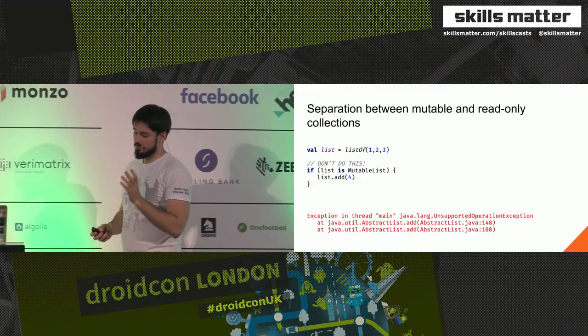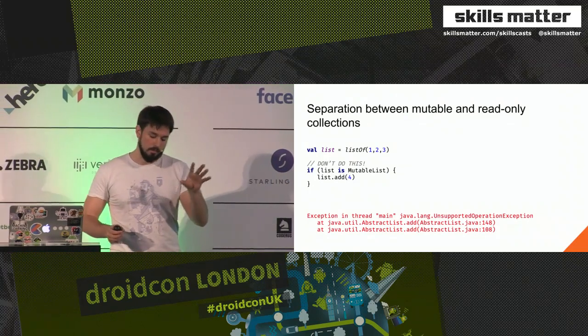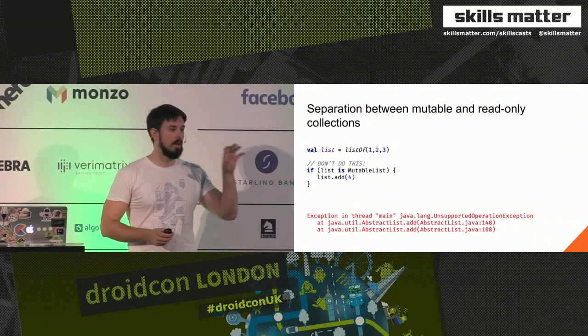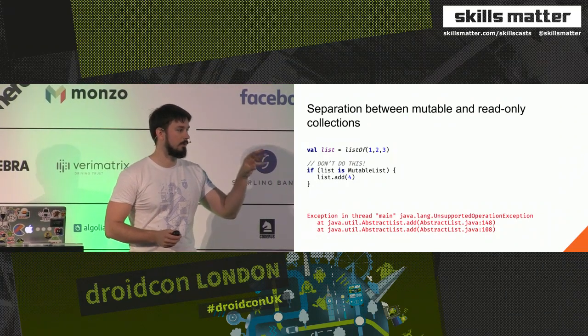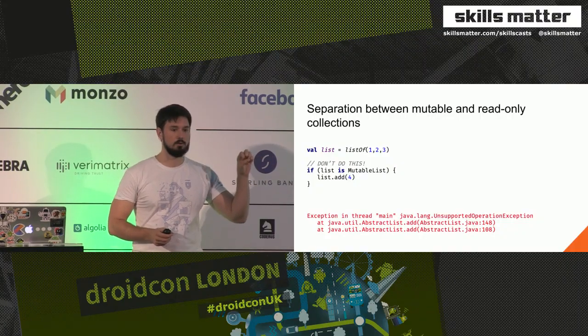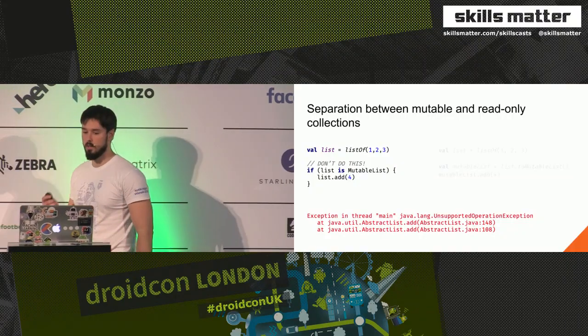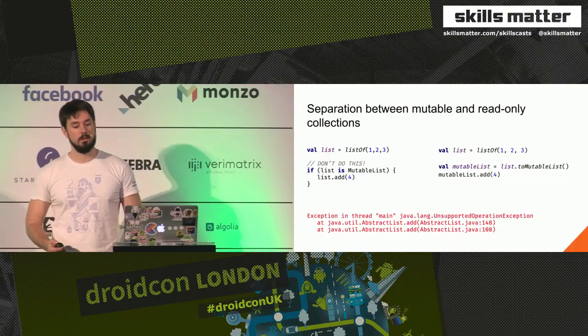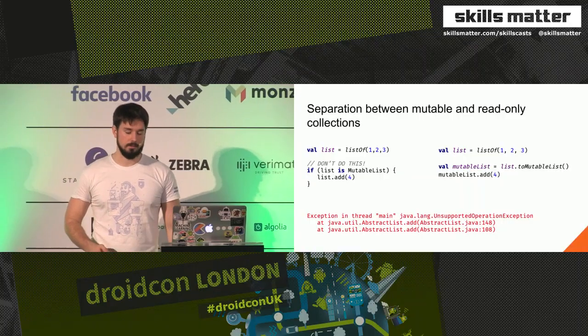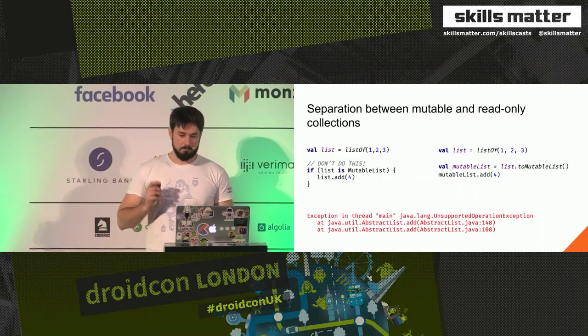When we have something hidden behind a list or behind another read-only interface, we should respect it, and we should not force an upcast into something mutable. And if you want to have a mutable list, you should use toMutableList. Only then are we secured.